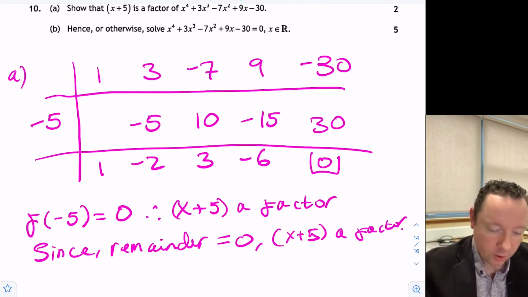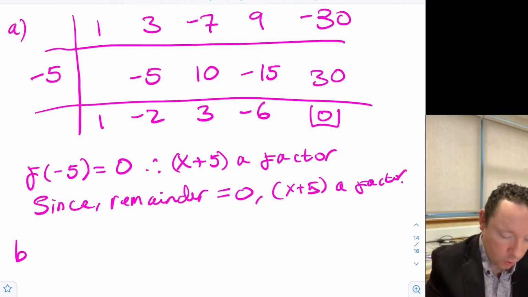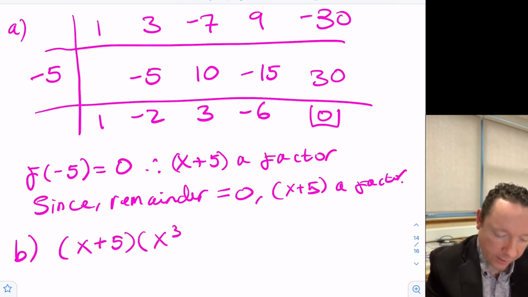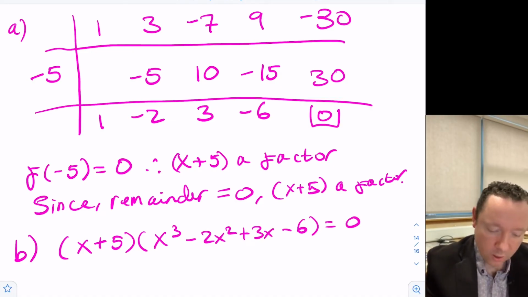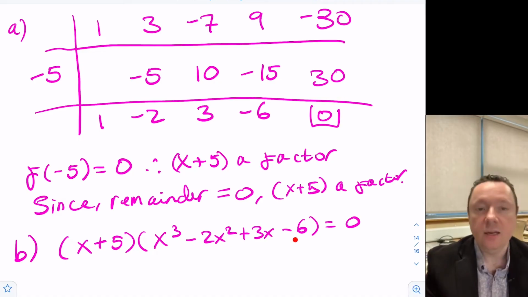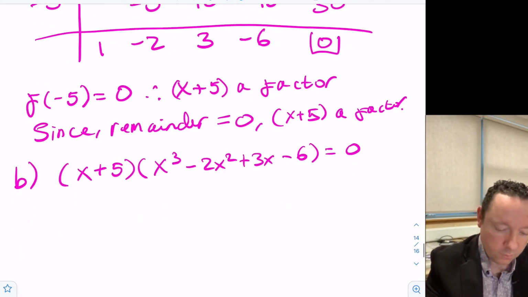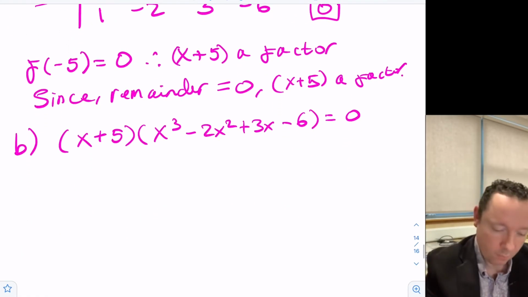Hence, otherwise solve the equation. So part B, we now know that it becomes x plus 5, then you've got x cubed minus 2x squared plus 3x minus 6 equals 0. We're going to have to check numbers here to find another factor. So the easiest way is direct substitution.